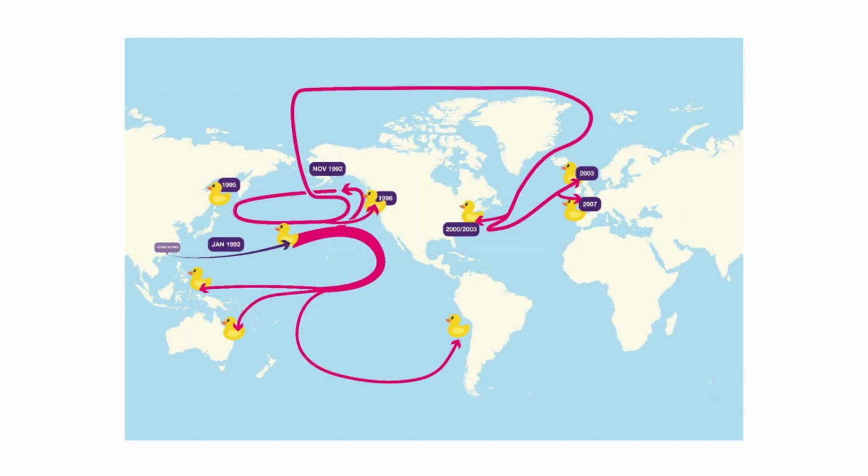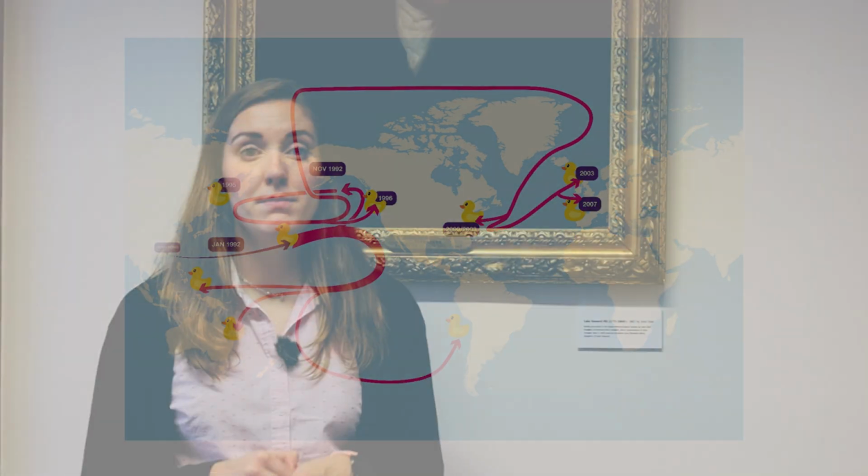In 1992, a container full of rubber ducks escaped from a ship in the North Pacific. The ducks have been washing up on shores around the world since, providing an unintentional oceanic circulation experiment. Some ducks, however, have remained trapped in the Great Pacific Garbage Patch.